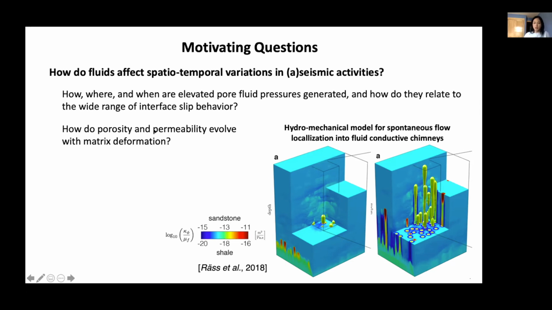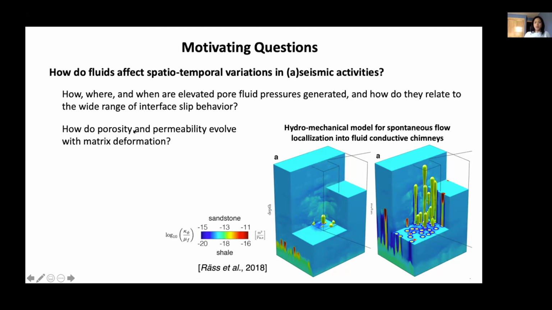One set of them was on the spatial temporal variations in seismic and aseismic activities. One example was how, where, and when are elevated pore pressure and fluid pressure generated and maintained. This is related to small scale processes, and how do they relate to the wide range of interface slip behavior that is observed at larger scale. So here's the link between small scale and large scale that really needs to be studied together.